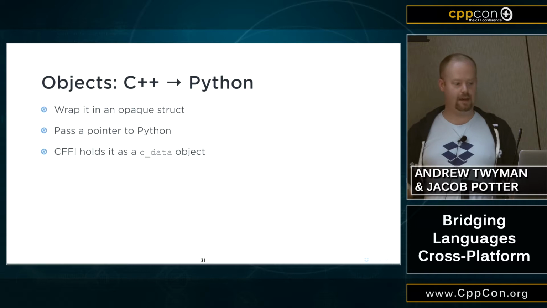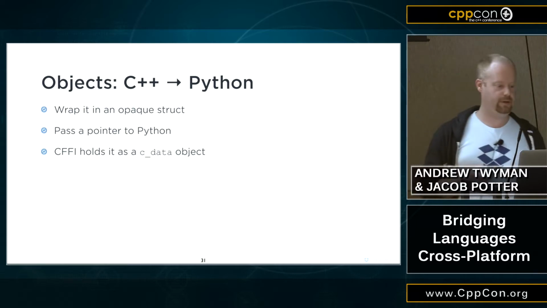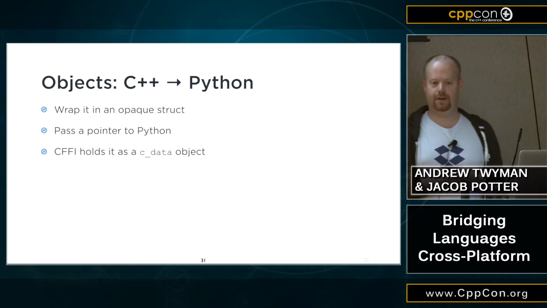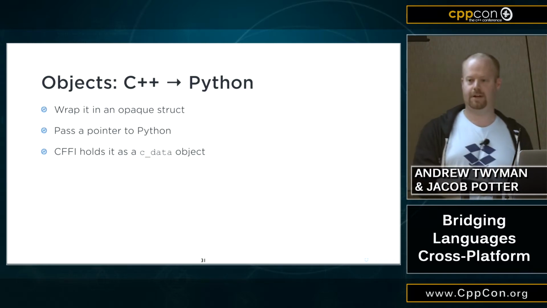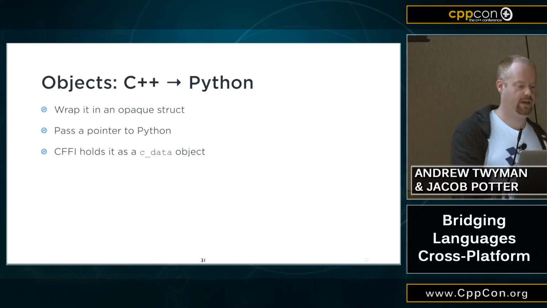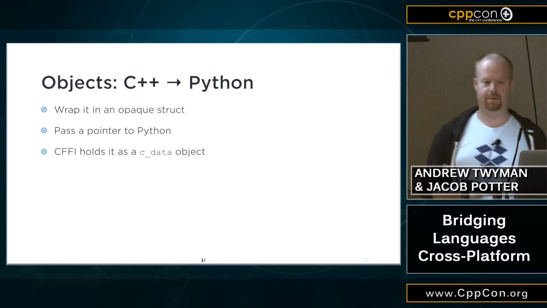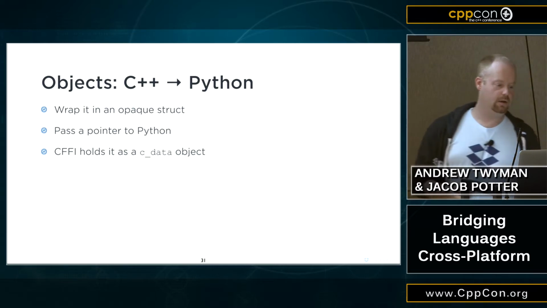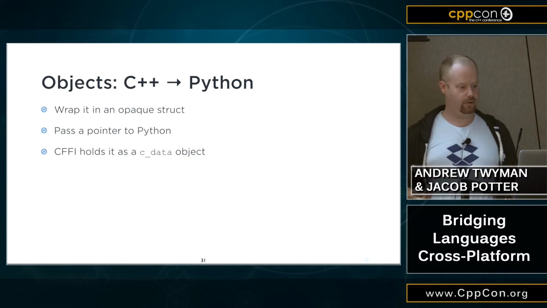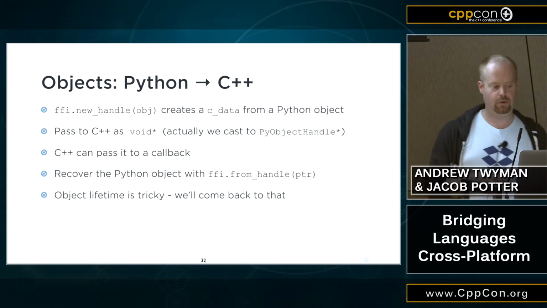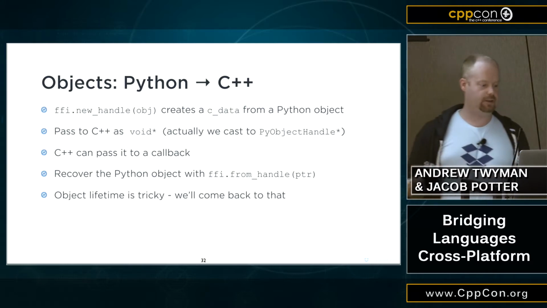Now, the last thing I mentioned is how do you reference objects between the directions? Going from C++ to Python, we use one of those opaque structs that I mentioned. Stick your C++ object in there, pass a pointer to it. CFFI holds that in what it calls a C data object, which is just an object of something with a C type. In this case, a C type would be a pointer. That all is relatively straightforward. If you go the other direction, again, you've got a little bit more work to do. But it's still relatively straightforward.